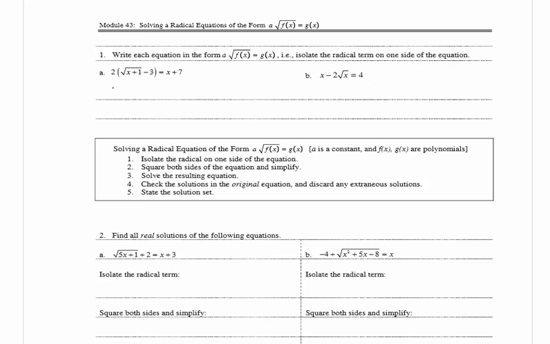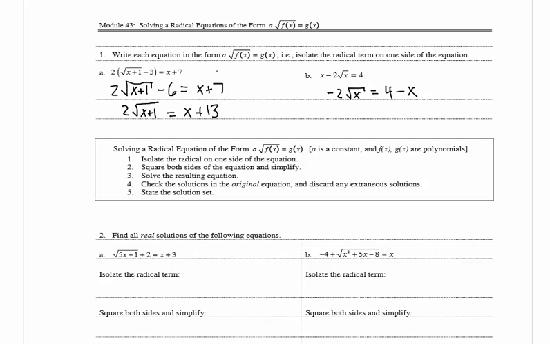So the first thing I'm going to do is distribute the 2 through the parentheses. So I'm going to have 2 times the square root of x plus 1 minus 6 is equal to x plus 7. And now I'm going to add 6 to both sides. So I have 2 times the square root of x plus 1 is equal to x plus 13. In b, we have x minus 2 times the square root of x is equal to 4. So the first thing I'm going to do is subtract x from both sides. So we have negative 2 times the square root of x is equal to 4 minus x.